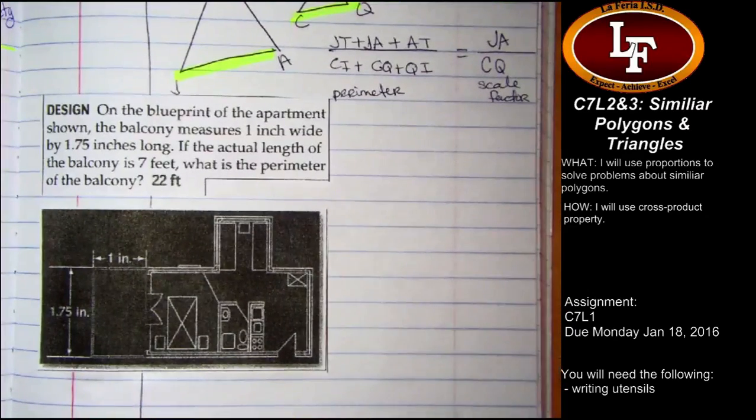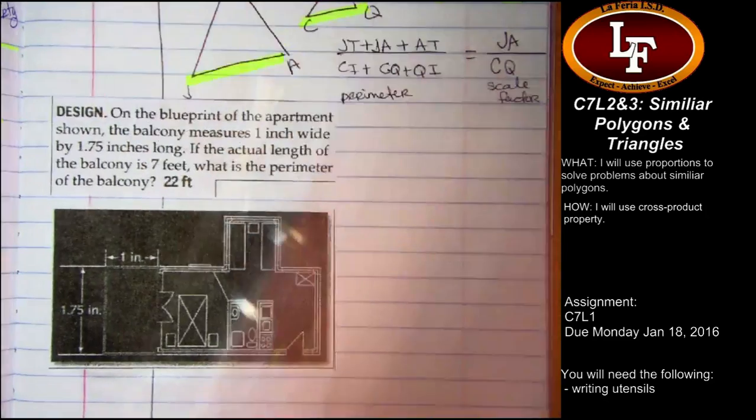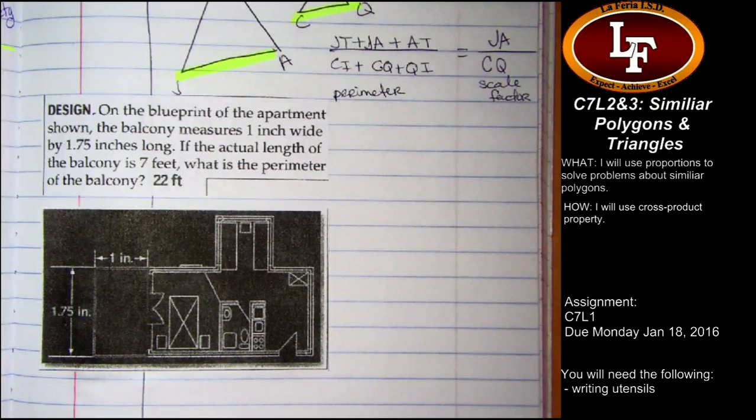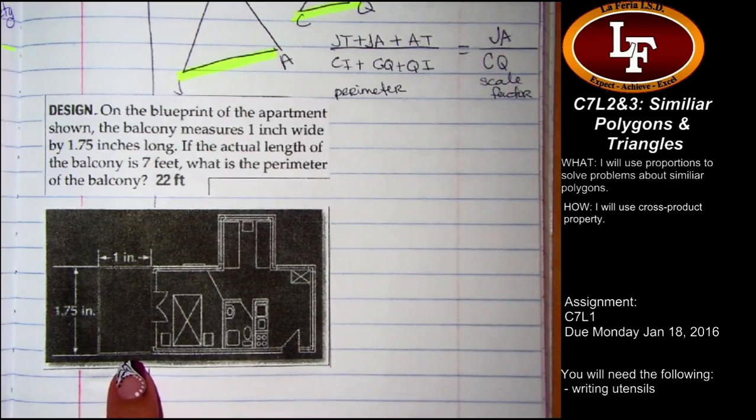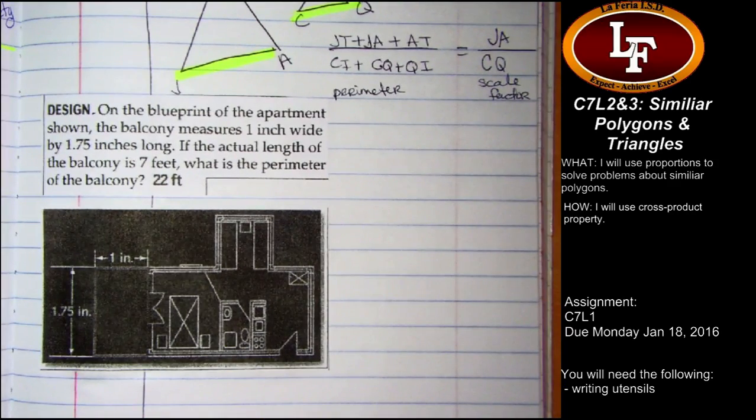Someone with a big voice, please read. Design. On the blueprint of the apartment shown, the balcony measures 1 inch wide by 1.75 inches long. If the actual length of the balcony is 7 feet, what is the perimeter of the balcony?